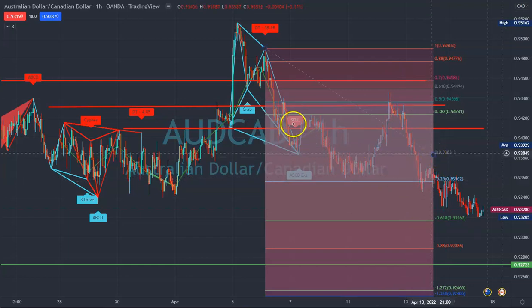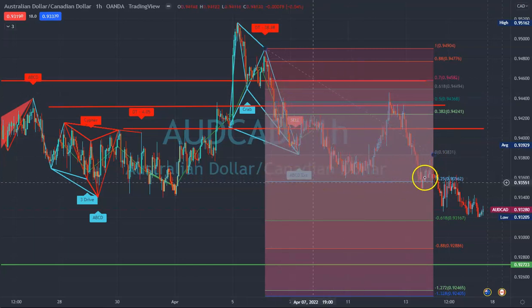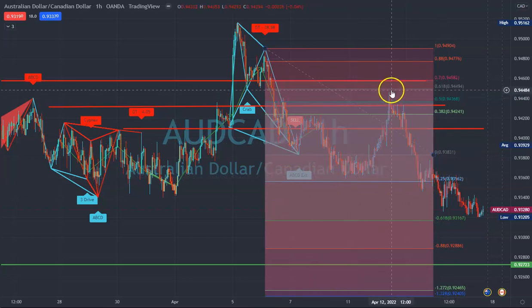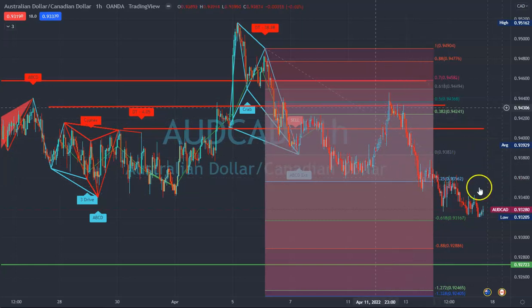This came down. Didn't go past the negative 0.25. Bounced off. Tapped the 618. All right. Came down. This looks almost like another pattern up in here somewhere. But anyway, came down. Finished coming down, actually.